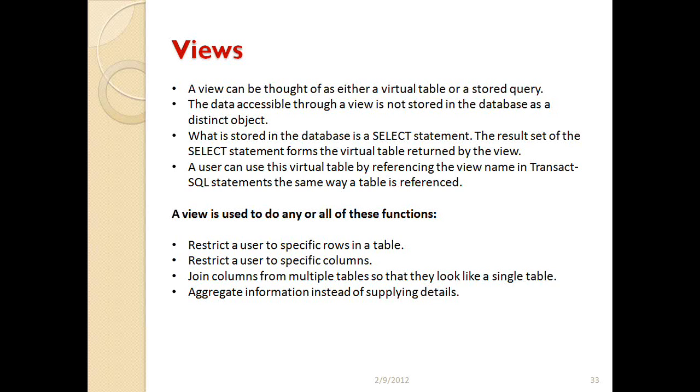Restrict a user to specific rows in a table. Restrict a user to specific columns. Join columns from multiple tables so that they look like a single table. Aggregate information instead of supplying the detail. And a view can also be used as a security mechanism where an end user may have access to the view but not to the underlying table.